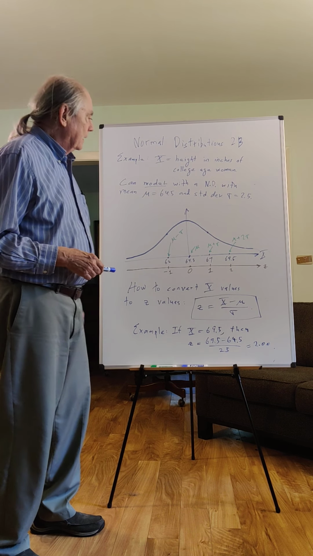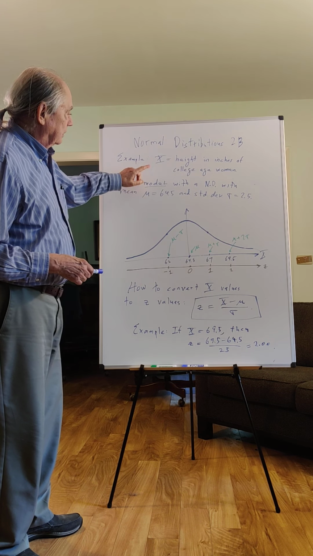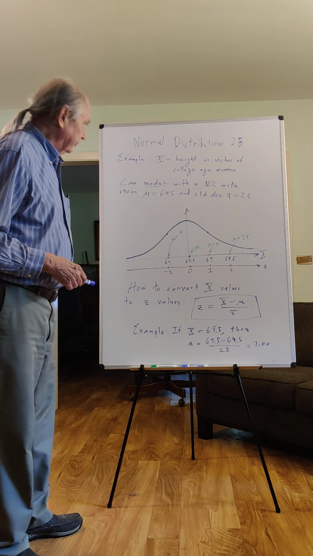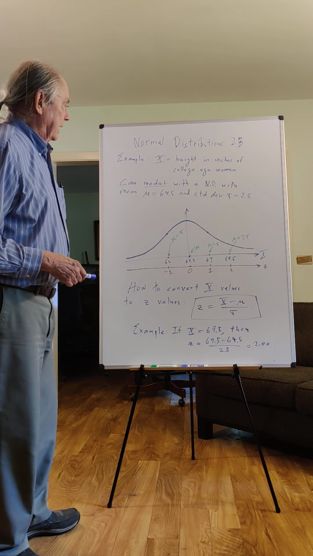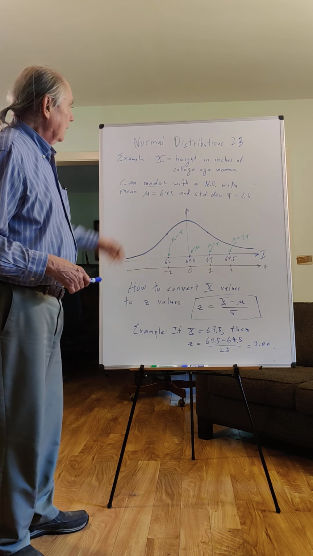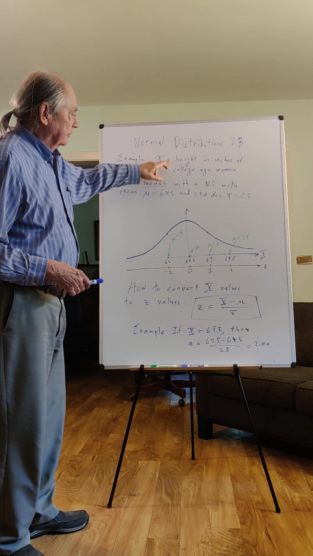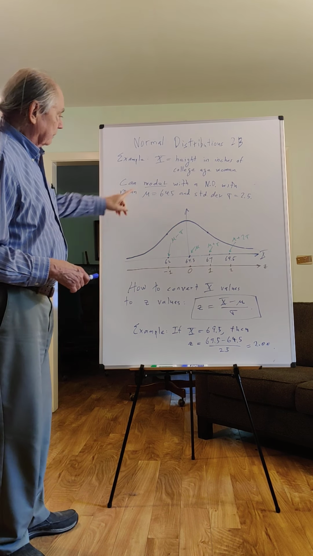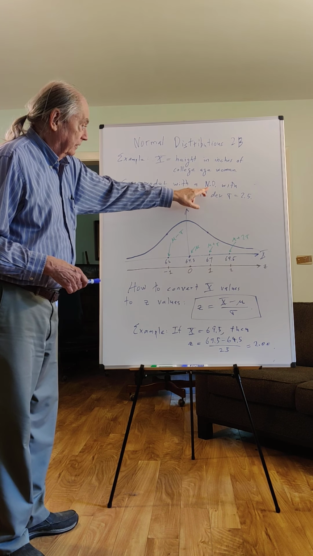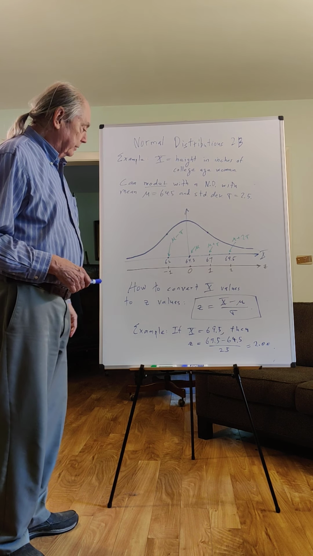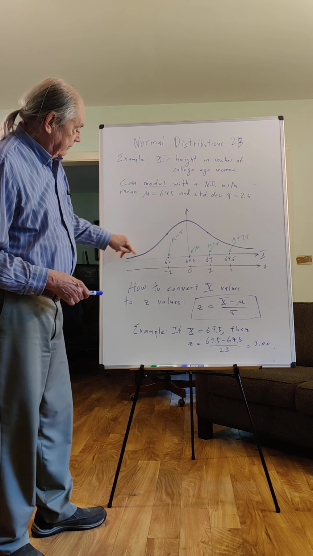Okay, so what we're studying is how we can use normal distributions to model populations. And the population that we're going to consider was introduced in the previous video, 2A. So X denotes height in inches of college-age women. We can model it with a normal distribution, that's what ND means, with mean 64.5 and standard deviation 2.5.